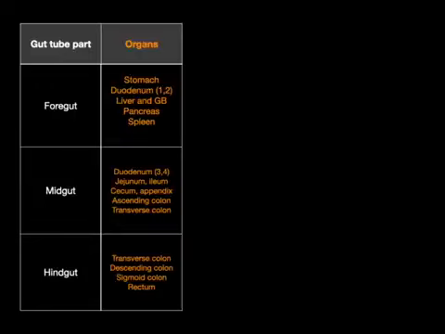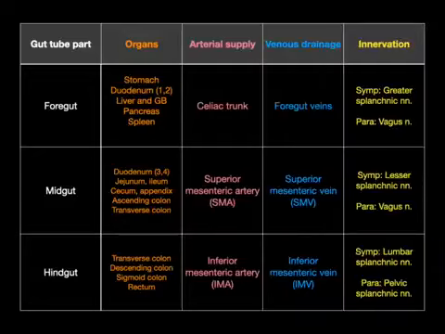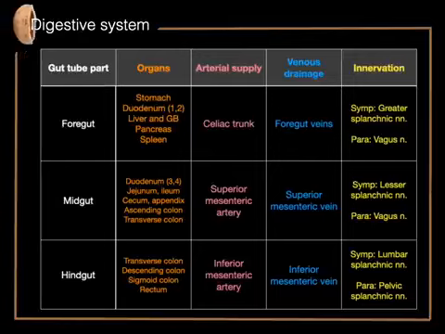So if we then take a look at the gut tube and know the foregut, midgut, hindgut in the individual organs that make up those regions, it's easier to understand the arterial supply, the venous drainage, and the innervation. And that, my friends, is the digestive system in a nutshell.